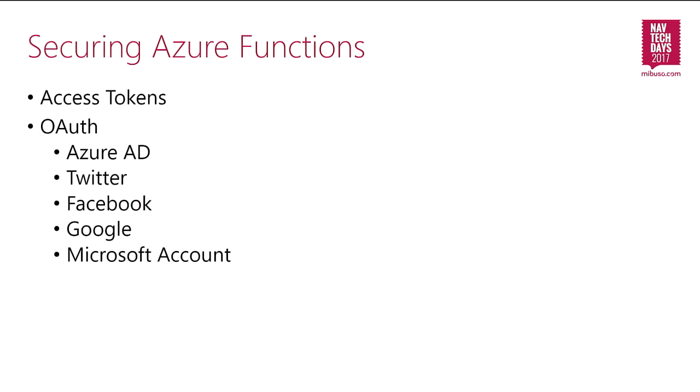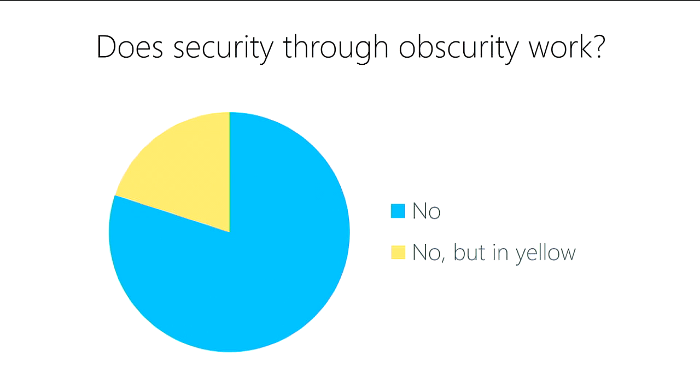We call this security by obscurity, because of how difficult it is for anybody to obtain that access key. So when you talk to security experts and you ask them, does security by obscurity really work? These are roughly the answers that you can expect.